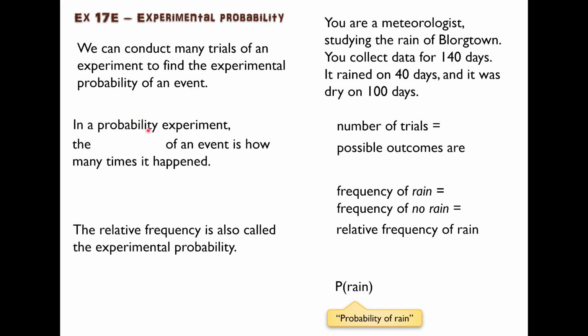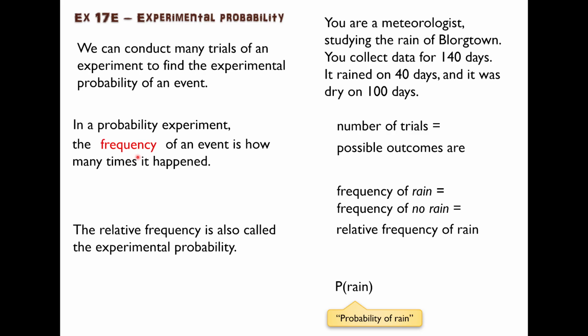In a probability experiment, the frequency of an event is how many times it happened. We also have another term called relative frequency. The reason why relative frequency is useful is because suppose that I'm looking at whether it is likely to rain, and after conducting my experiment of going outside and looking whether it's raining lots of times, the frequency of rain was 40. It happened 40 times. That doesn't tell you much about how likely it is to happen next time, right?